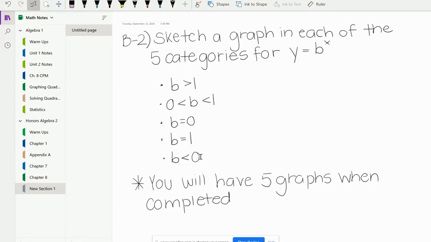They obviously need to look nice, but you do not need to do domain, range, or anything like that. You're just investigating different values of b. And then when we meet again next week, we'll go over this in more detail and continue with this lesson.